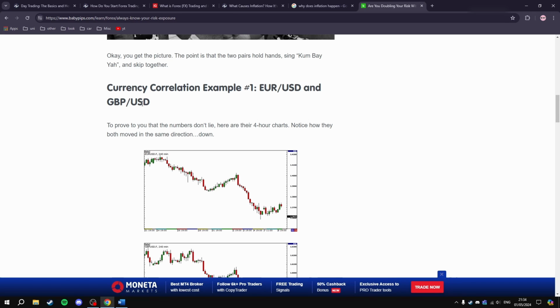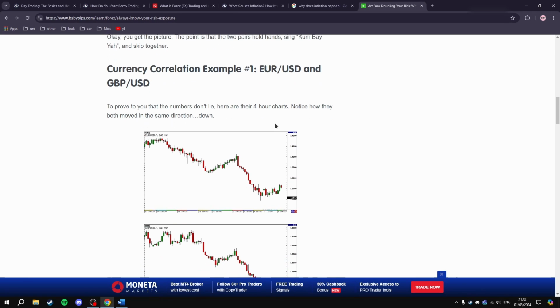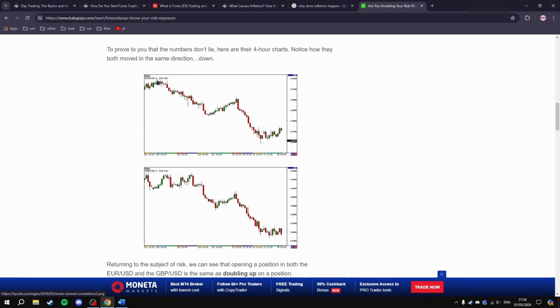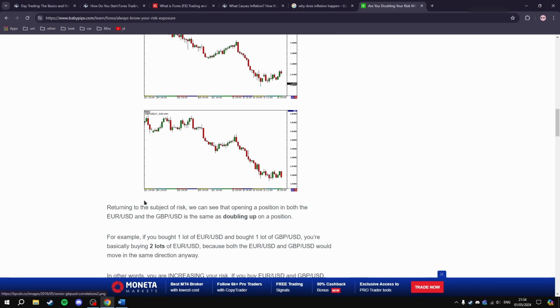To prove to you that the numbers don't lie, here are their 4-hour charts. Notice how they both moved in the same direction, down. So overall trend going down here, overall trend going down here. We can also see some similarities, like over here where this bit goes up, this bit goes up, this bit goes down, it also goes down here. So returning to the subject of risk, we can see that opening a position in both the Euro-USD and the GBP-USD is the same as doubling up on a position.